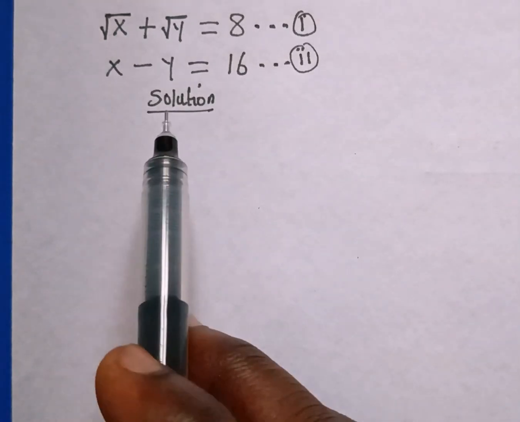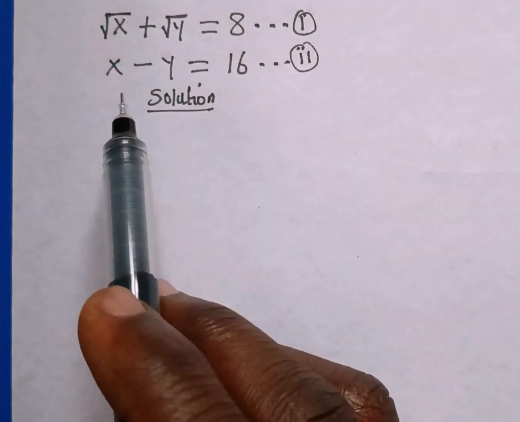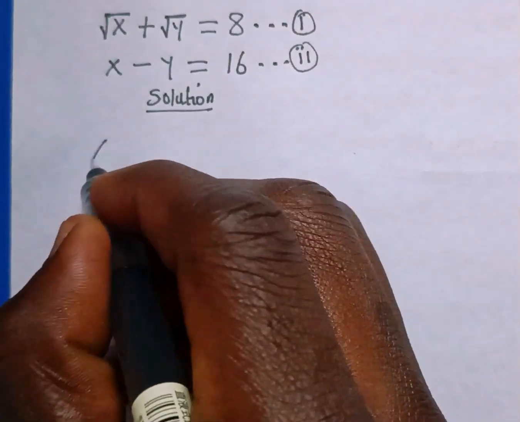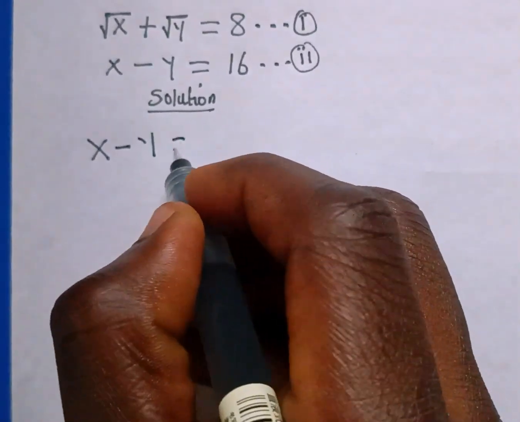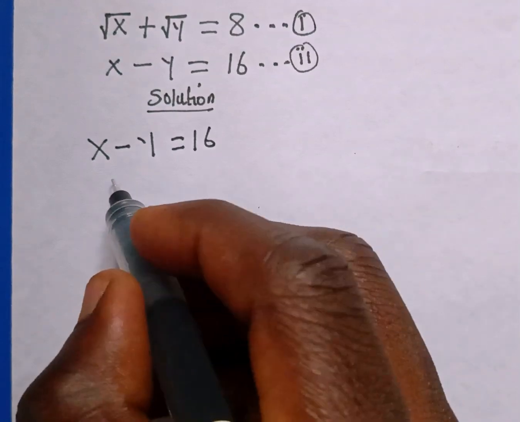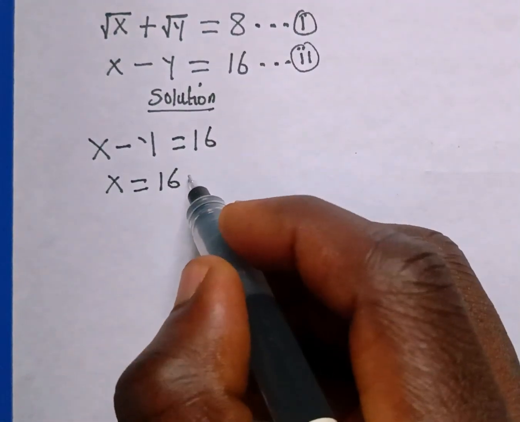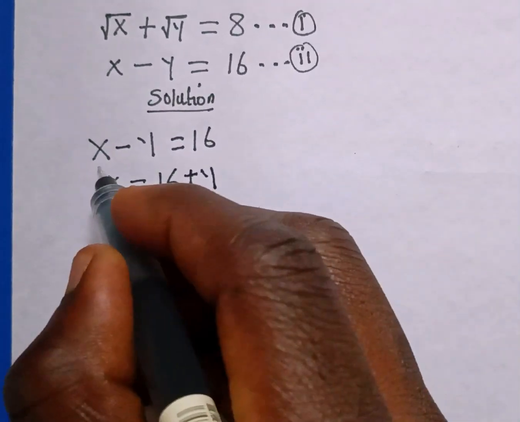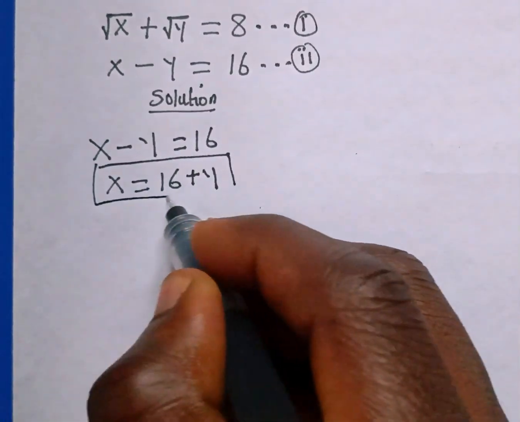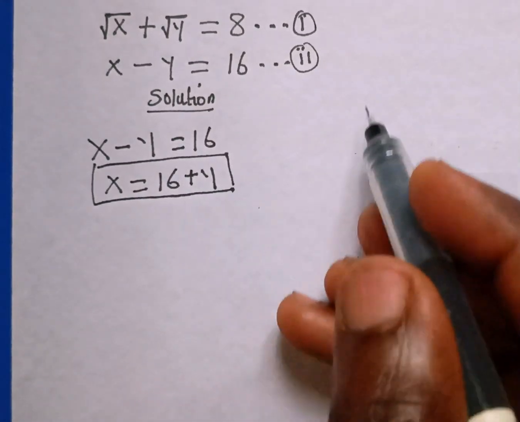Now let's pick equation 2 and make either y or x the subject of the formula. So from equation 2, we are given that x minus y is equal to 16. Now let's make x the subject of the formula. So x now will be equal to 16, and when this y crosses, it changes to positive y. So as you can see, x now is equal to 16 plus y. Now we're going to substitute this value into equation 1.